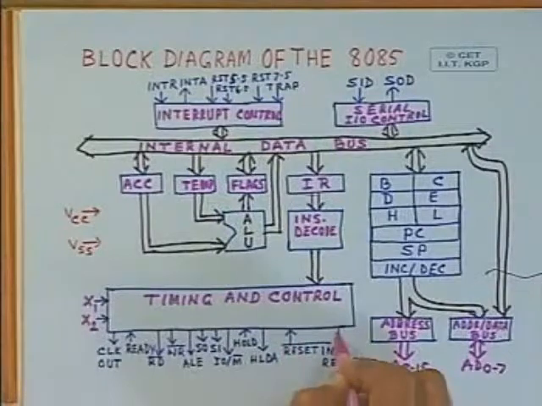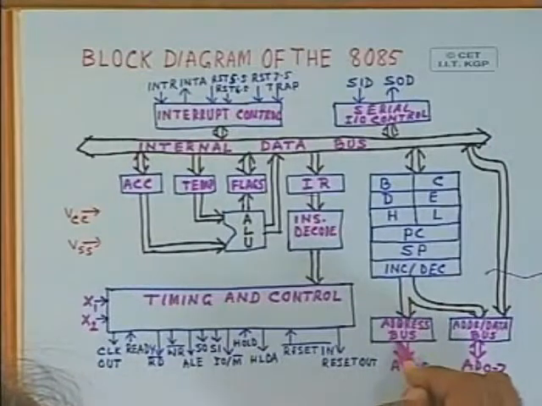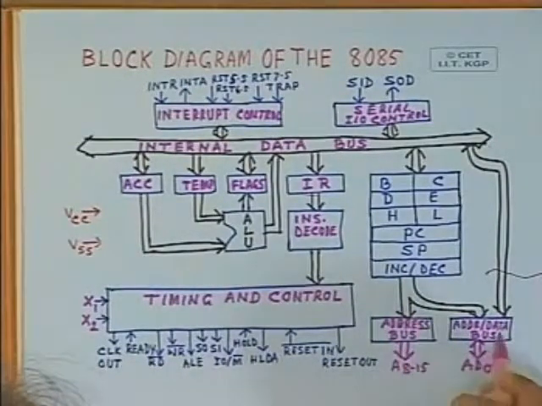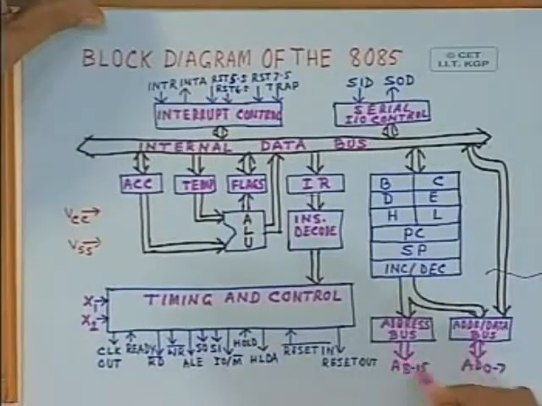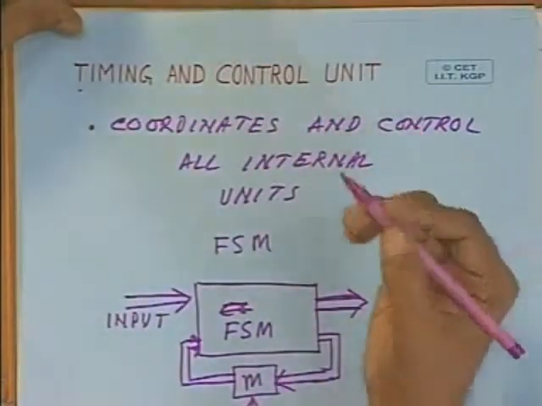Then this is your reset in, reset out. And to this internal bus, there are 2 buffers. Those address bus and address data bus buffers are provided, which are connected to the outside world, to memory and input-output devices. So this particular figure gives you the block diagram of 8085. So in the next lecture, we shall discuss in more detail about the timing and control unit, how it operates, how it fetches instructions from the memory, how it executes it, and so on.